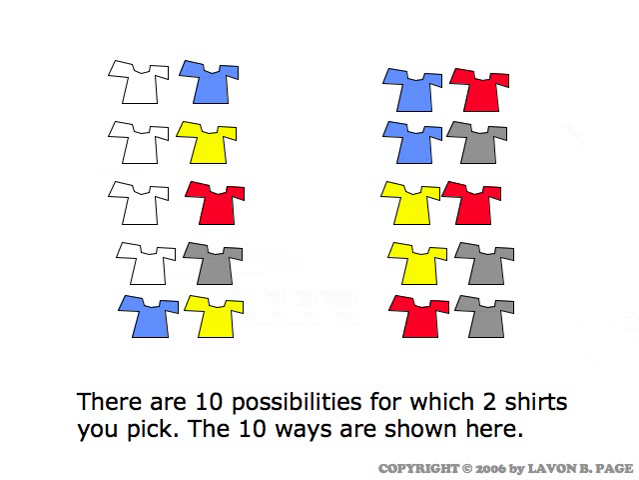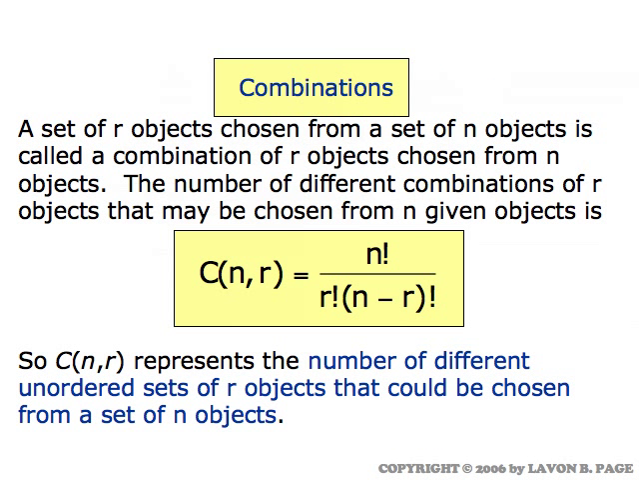5 times 4 would give you 20. We don't have 20 possibilities, we have 10. So what are we doing different here from what we were doing when we were talking about permutations? This is our introduction to combinations.